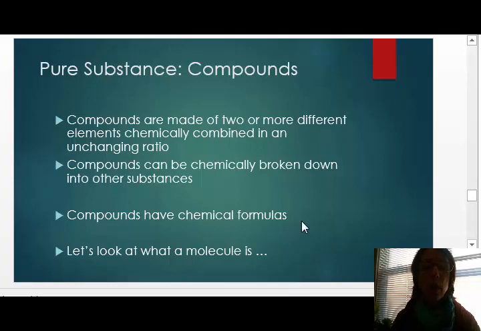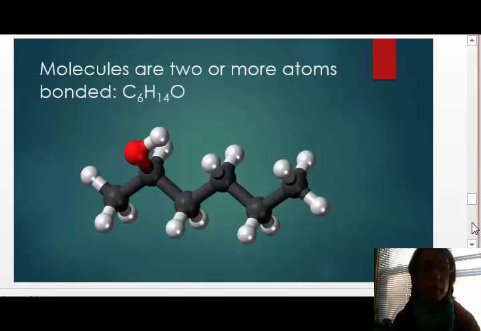All compounds have chemical formulas which give the elements that comprise the compound and the number of atoms in a molecule. Let's look at what a molecule is. A molecule is a substance made of two or more atoms that are bonded together. A bond is like a chemical glue based on forces.